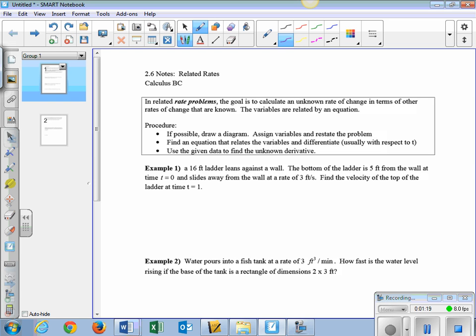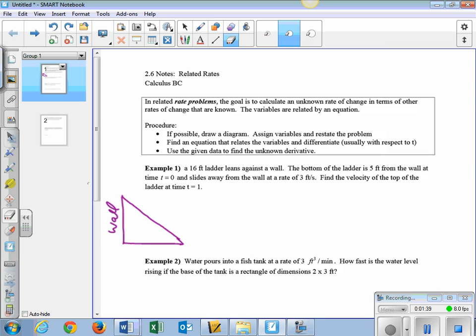I have my wall, which is over here, that vertical wall, and then I have a ladder against it. When I look at this ladder leaning against the wall, the ladder is not going to change its length, so it is going to be a fixed value. So it's okay in this example to write what my fixed values are going to be. This is 16. Now everything else is going to be changing. The x value here is going to be changing, as well as this y value.